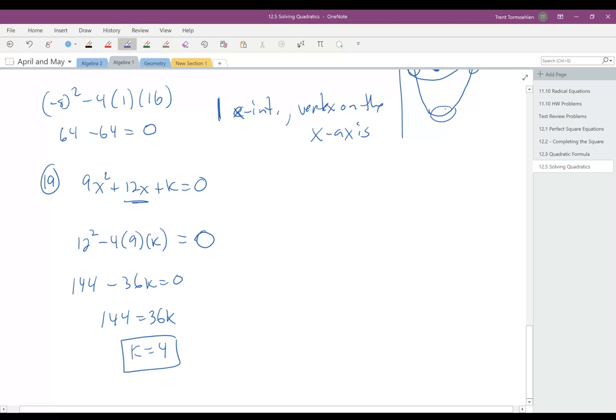So when k equals 4, you get 9x squared plus 12x plus 4 equals 0. Now, the reason why that works is because that factors to (3x plus 2) squared equals 0. So my only solution for this one is negative 2/3, and it's a double root because you have this perfect square that was there.